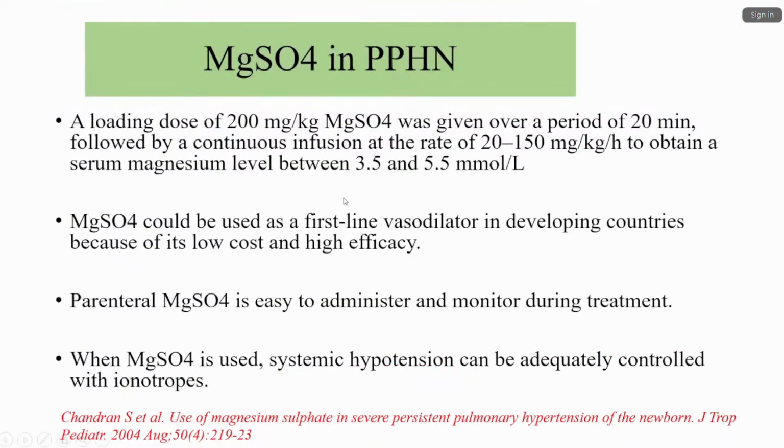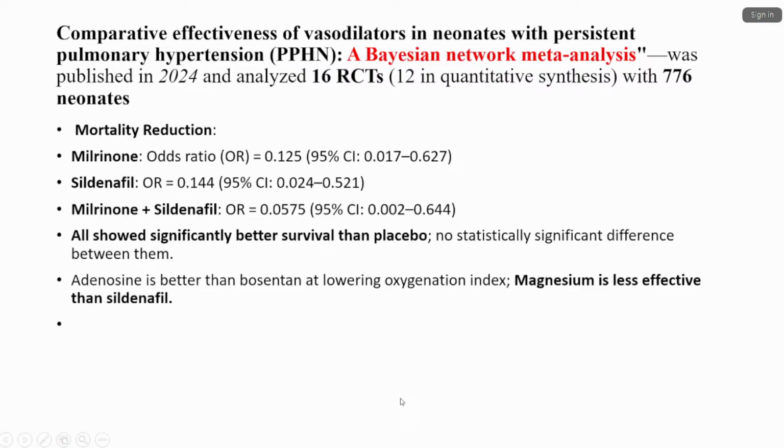Loading dose is 200 mg per kg, which is given over a period of 20 minutes followed by continuous infusion, that is 20 to 150 mg per kg per hour. And we should maintain the target level of serum magnesium between 3.5 to 5.5 millimole. Magnesium sulfate could be used as a first-line vasodilator in developing countries because of its low cost and high efficacy. Parenteral magnesium sulfate is easy to administer and monitor during treatment. When magnesium sulfate is used, systemic hypotension can be adequately controlled with inotropes.